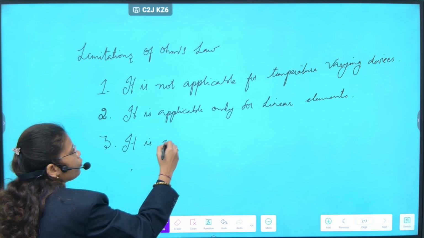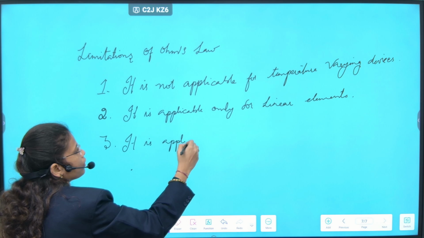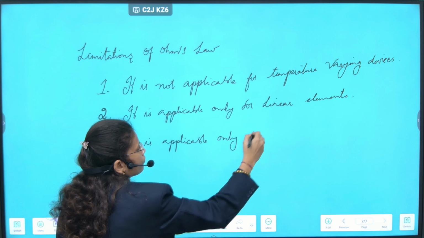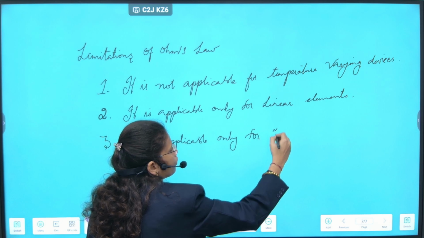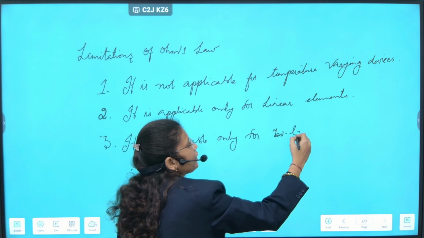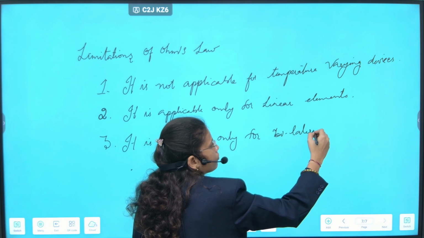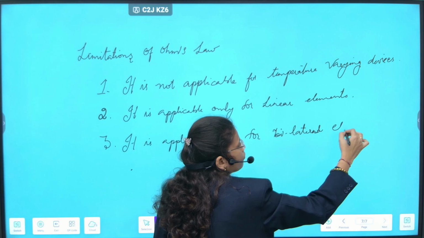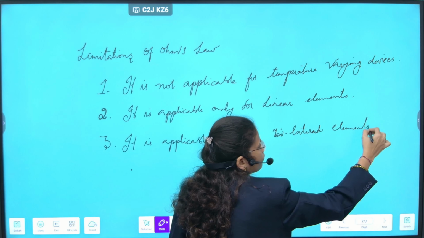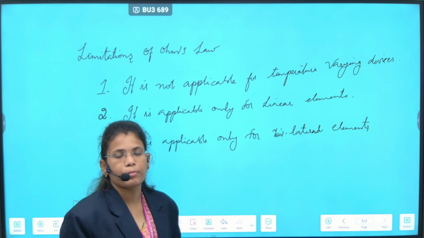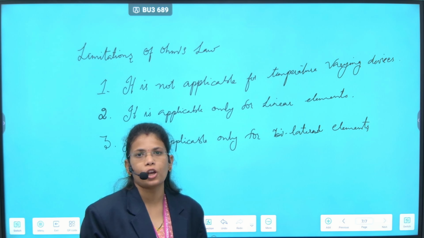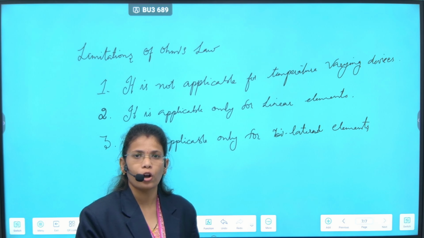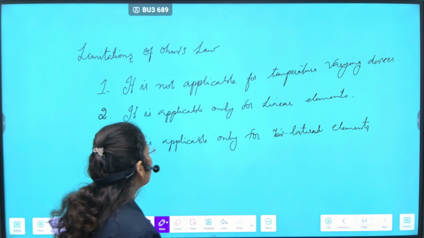Third, it is applicable only for bilateral elements. Bilateral elements means the elements which allow the current to flow in both the directions. Those elements are called bilateral elements.